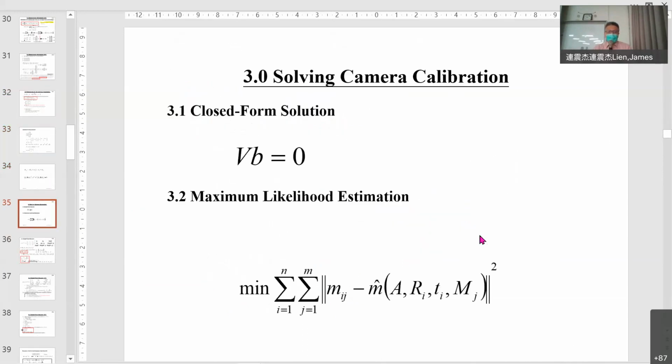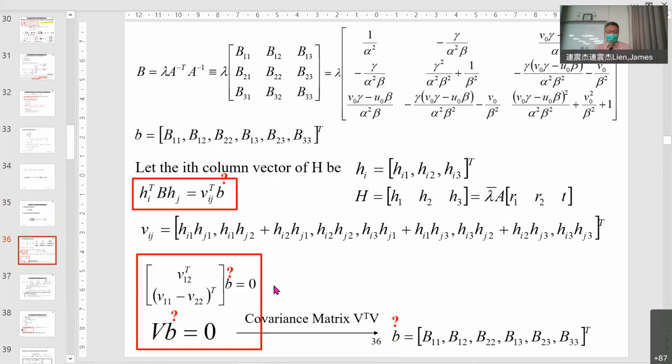After we reorganize again, it becomes this one. Previously, B is here. B is defined as B equal to A inverse times A inverse. So this one reorganizes to become this one, and this one is actually this one. So what are we trying to solve? Because we know V is equal to H, we know H here. We don't know B, this one.